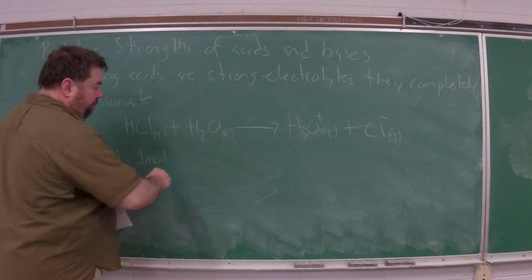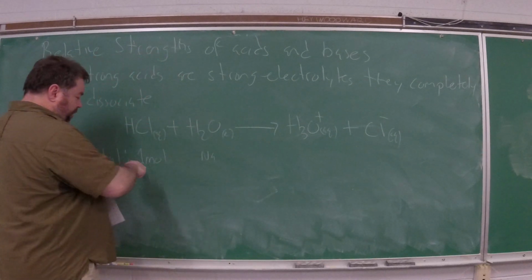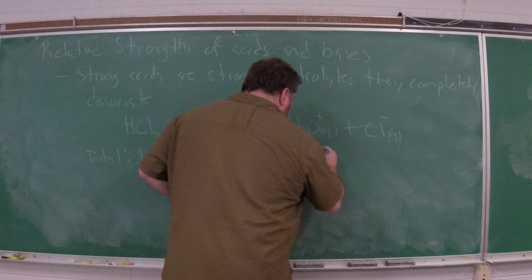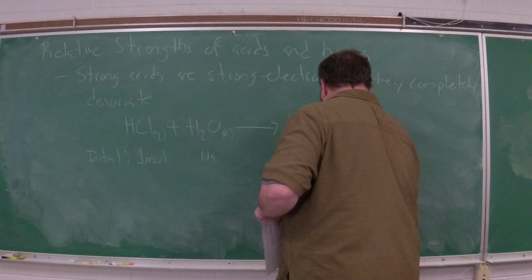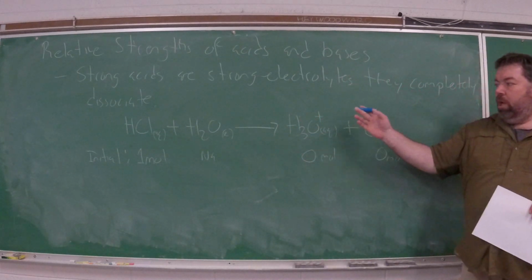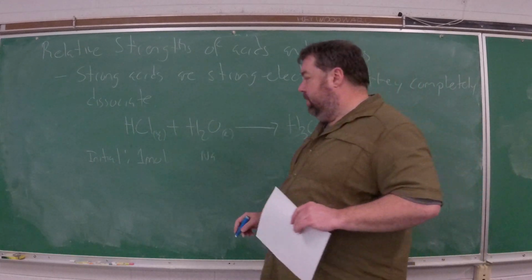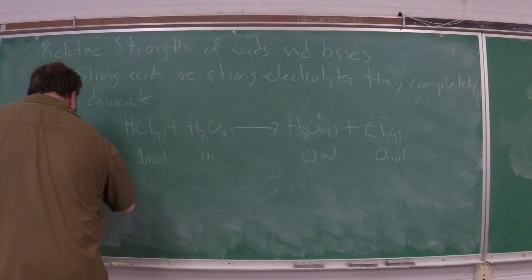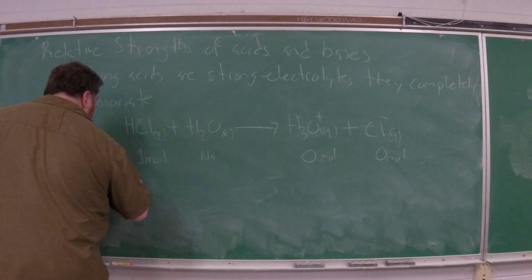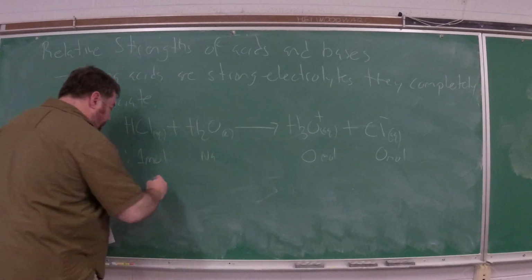And this here, H2O, there's more than enough, okay, 1 mole, and then 0 and 0 for these. All right? So this is starting out, initial. Now you put the HCl in H2O, what happens? Final, like I said, strong electrolyte, strong acid, it all goes over there.